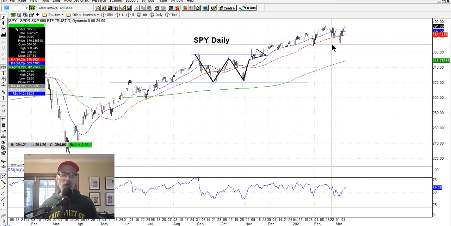It's hard to buy a stock when all the moving averages are sloping downwards. It's like trying to swim upstream. It just makes it harder.